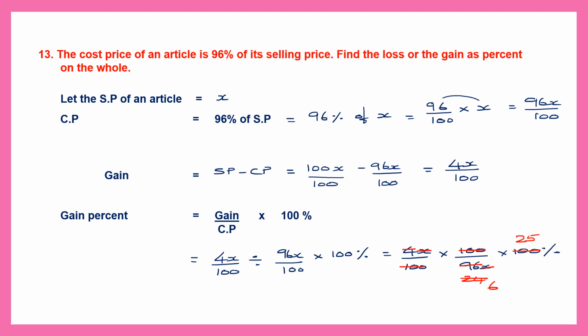25 by 6. So now let's divide 25 by 6 to make it a mixed fraction. 6 fours are 24, minus 1. So what do I have here? I have 4, 1 by 6%. So my gain percent, the gain percent that we've been asked, is 4, 1 by 6%. So this is our answer.